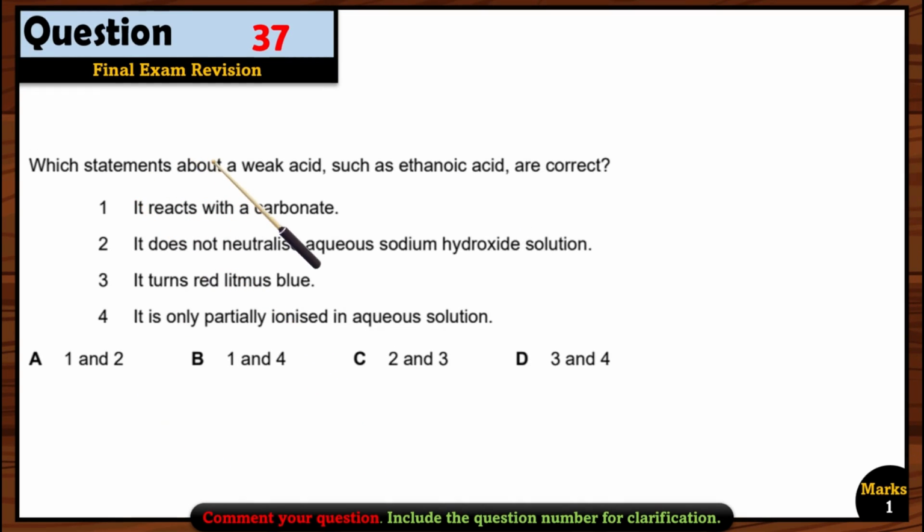Question 37. Which statements about a weak acid such as ethanoic acid are correct? First, it reacts with carbonate. Yes, all acids can react with carbonates. Second, it does not neutralize aqueous sodium hydroxide solution. Wrong, because sodium hydroxide is a base. So acid will of course neutralize it even if it is a weak or a strong acid. It turns red litmus blue, so that's also wrong. It turns the litmus red, not blue. So we have only 1 and 2 options that are right. Let's see for the fourth option. It is only partially ionized in aqueous solution. Yes, that's right. So option 4 is also right.